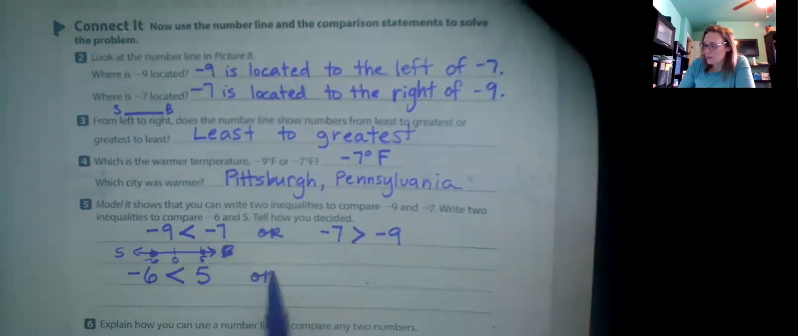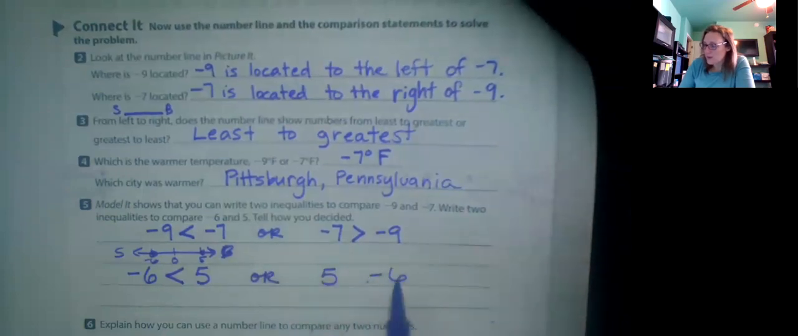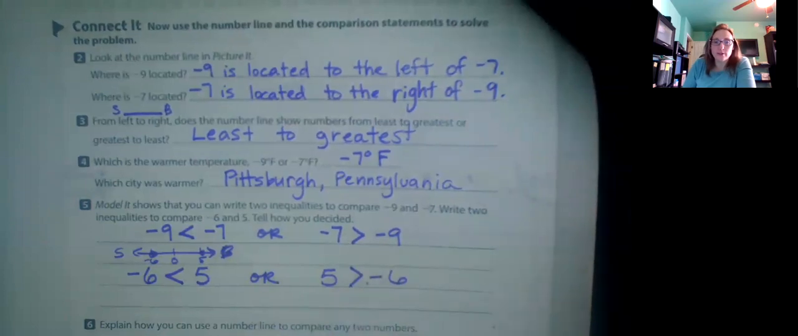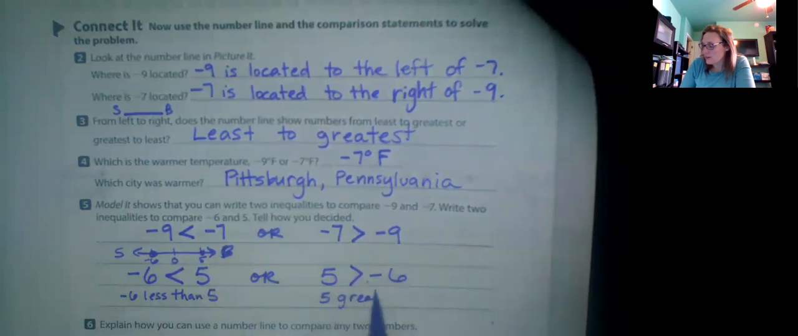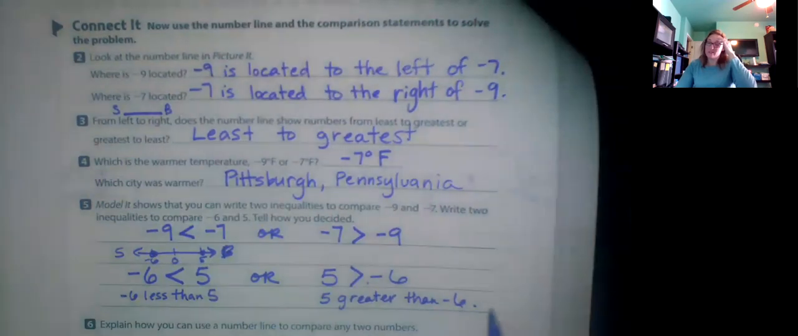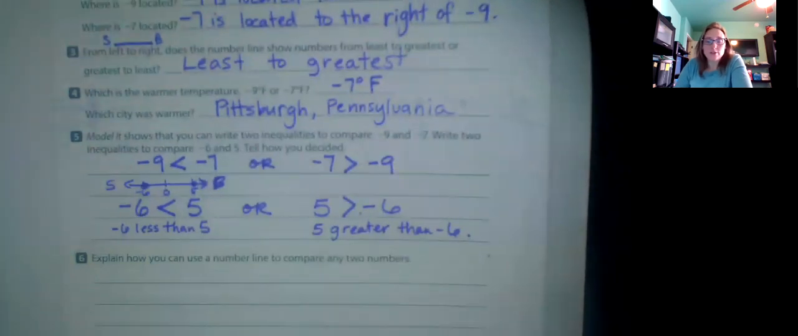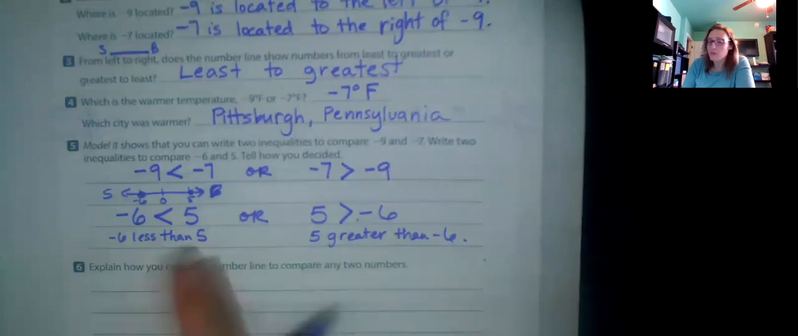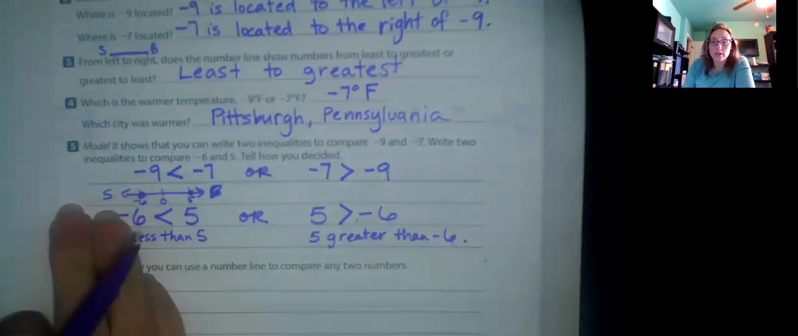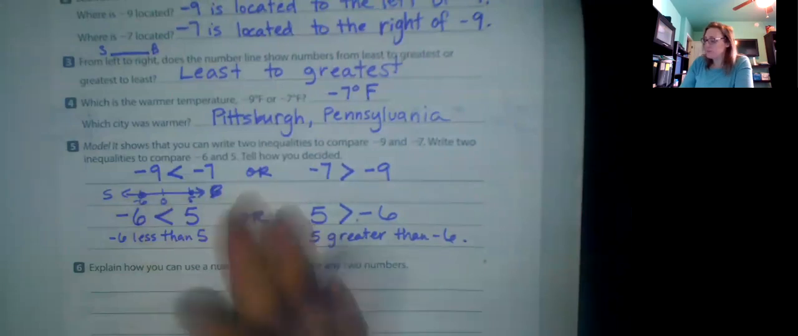If we want to write that the opposite way, 5 is greater than negative 6, right? So negative 6 is less than 5, and 5 is greater than negative 6. Okay? Explain how you can use the number line to compare two numbers. Well, we've been talking about that, right? If numbers are farther to the left, they're smaller. If they're farther to the right, they're bigger.